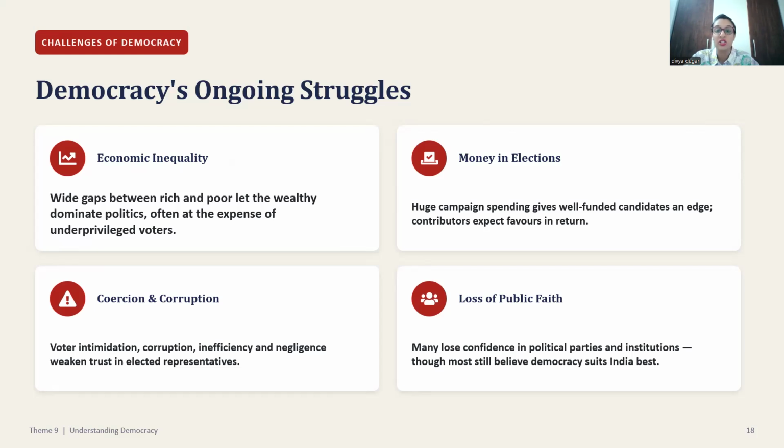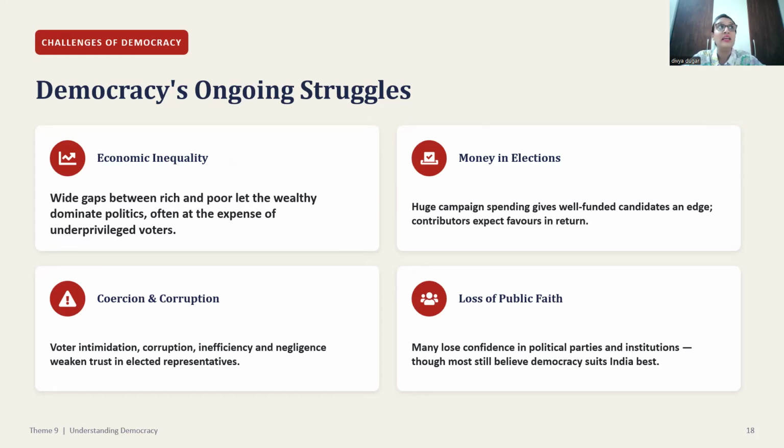That is a part of coercion. Now students, many times what happens is that many people lose interest in the political party and they don't vote. So that becomes another challenge of democracy.